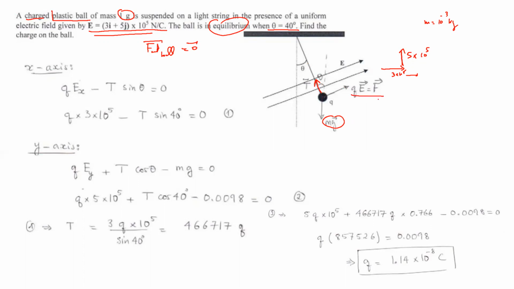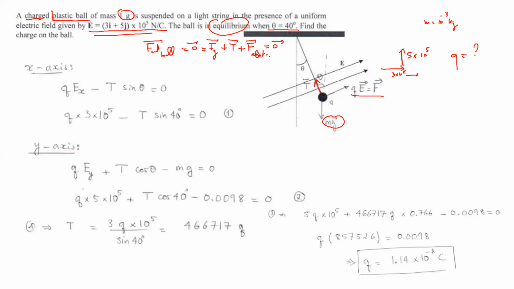Okay, good. And the question is to find Q. I will use, of course, equilibrium. So when I have equilibrium, net force is equal to 0, meaning gravitational force plus tension force plus electrostatic force, or electric force, is equal to 0.